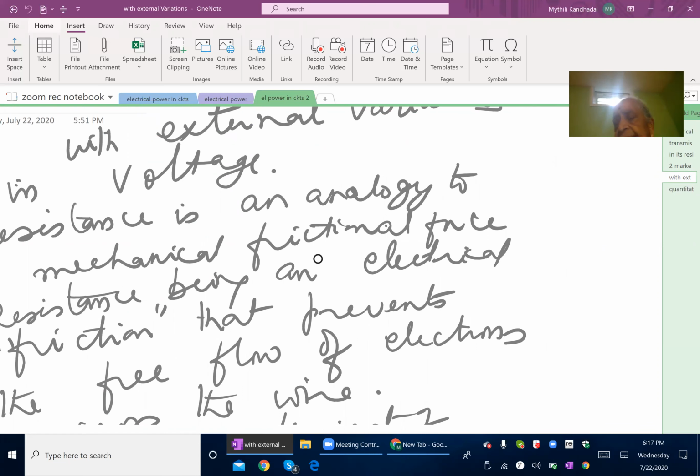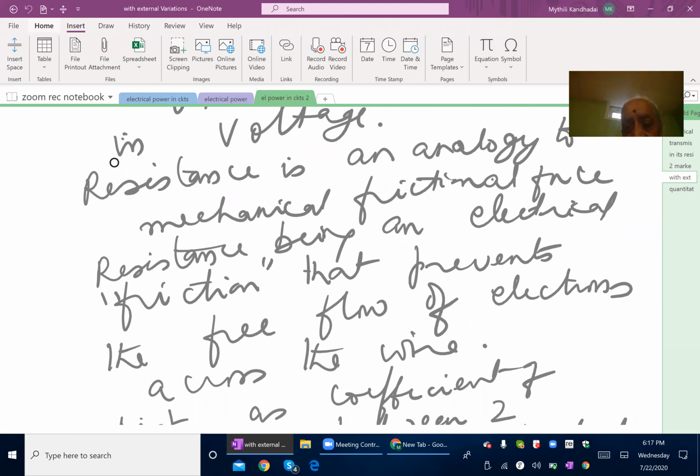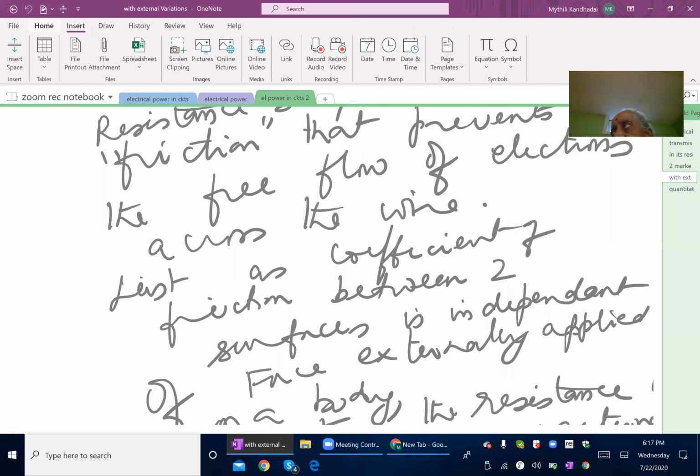Resistance is an analogy to mechanical frictional force. When you try to move a body over a surface, friction is an enemy which is coming and preventing the free motion of the body over the surface in spite of external force being applied on it. Resistance, being an electrical friction, is also a beautiful analogy to frictional force, in the sense that resistance prevents the free flow of electrons across the wire when it is sufficiently supported by a voltage source from the main station.